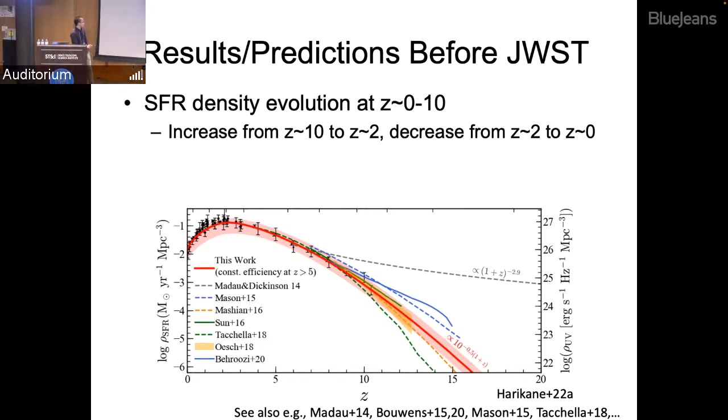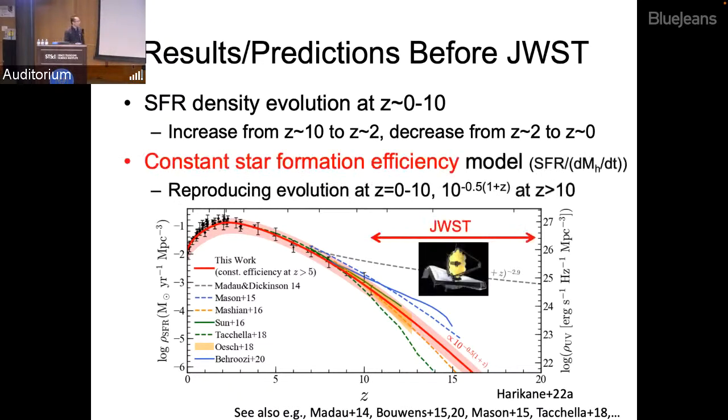These HST observations show that the star formation rate density increases monotonically from the early universe to redshift 2, then decreases from redshift 2 to 0. Several studies report that this kind of evolution can be explained by a model assuming constant star formation efficiency across redshift. This red curve is that model, and if we assume it, we can nicely reproduce the redshift evolution trend from redshift 0 to 10.